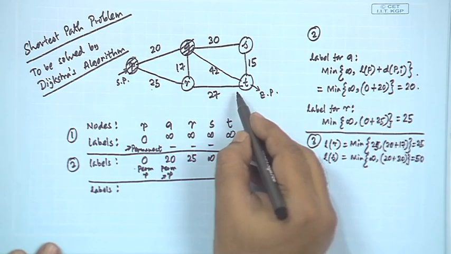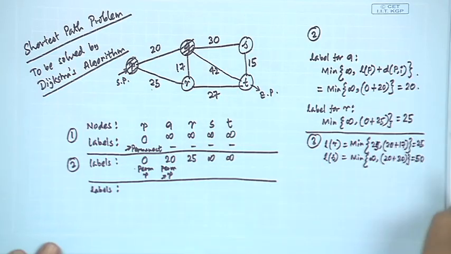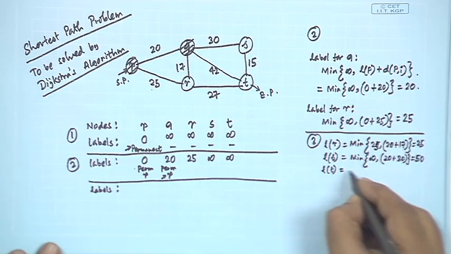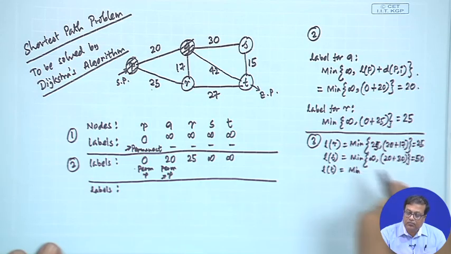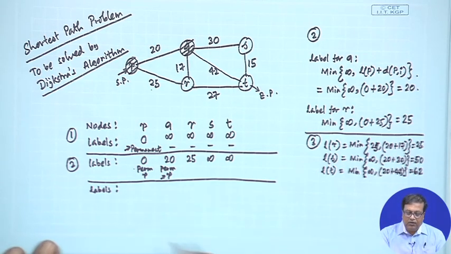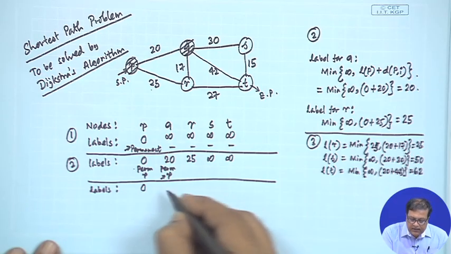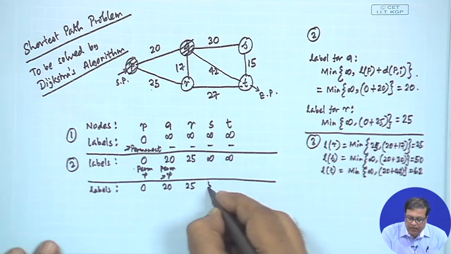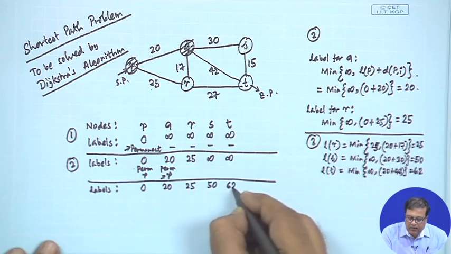And can we calculate T? T also we can calculate. The level of T should be the minimum of infinity and 20 plus 42. So, 62. So, we have already computed all these levels: 0, 20, 25, 50 and 62.